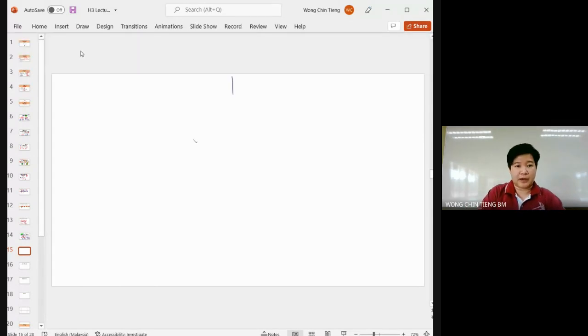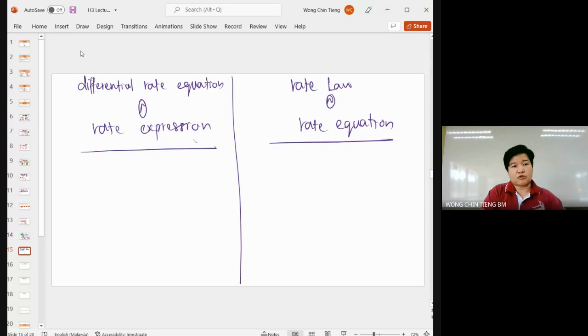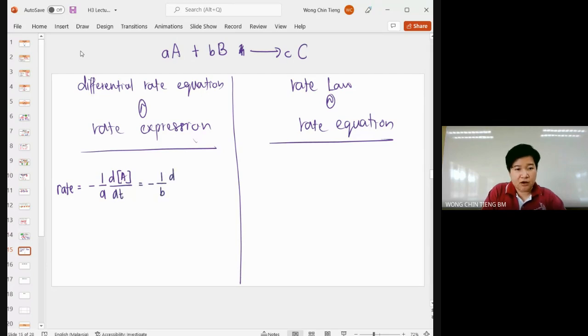Okay, just to make sure kamu nampak dengan betul. I have my differential rate equation, ataupun nama dia kita panggil rate expression as well. Satu lagi adalah rate law, ataupun nama lain dia rate equation. Nampak? They look similar but they are different. Contohlah kita ada satu benda tadi A tambah B tambah pula dapat C. So dalam differential rate equation it should look something like this. Rate sama dengan tolak 1 over A concentration A dt sama dengan tolak 1 over B kecil concentration B dt sama dengan tambah 1 over C concentration C dt. Setuju?